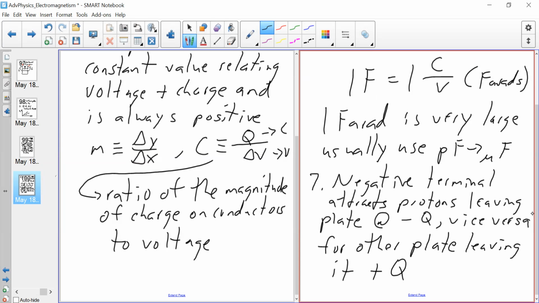And the capacitance is maximized once the voltage difference between the plates is the same as the battery. Now you have equilibrium. You know there's no more flow, if you will. It's all at the same potential.